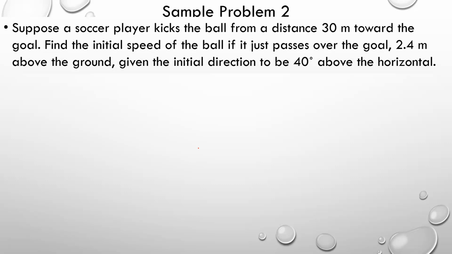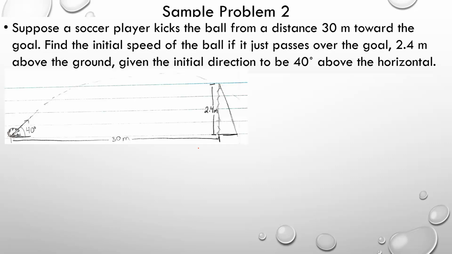So in order to figure out what information we actually have and how to solve this problem, let's start by drawing it out. So we just have the soccer ball launched at 40 degrees. We know that the net is 30 meters away, and it just passes over the top here at 2.4 meters. So let's also just write out what we have in the x and y directions.